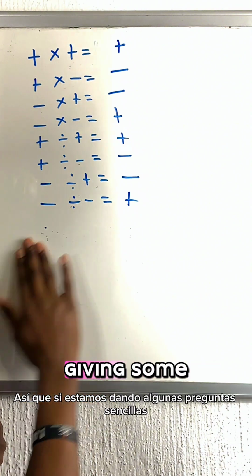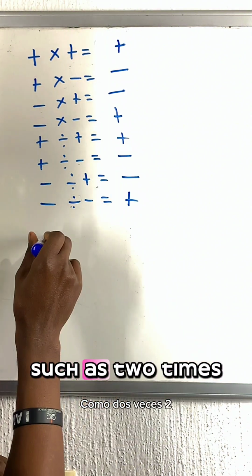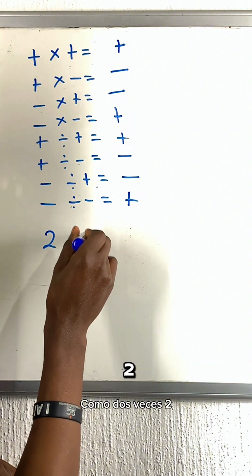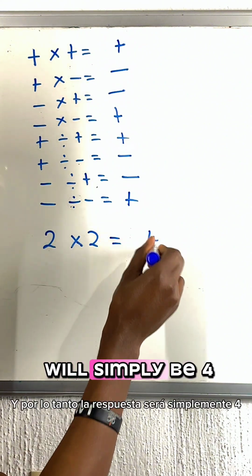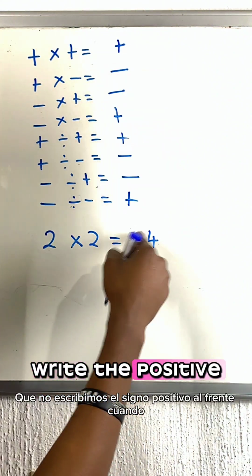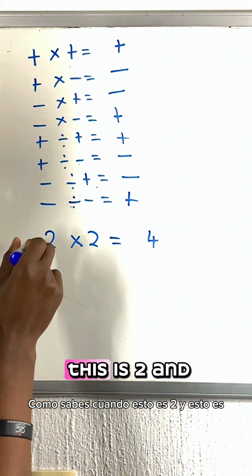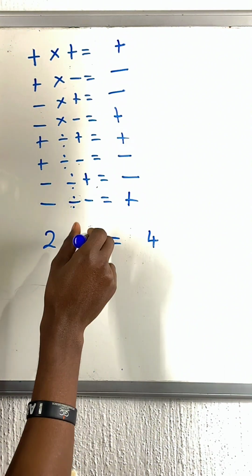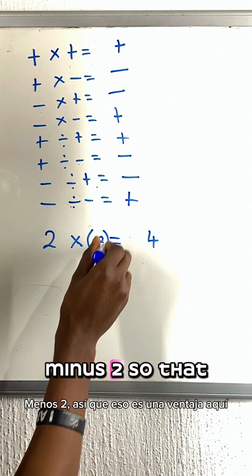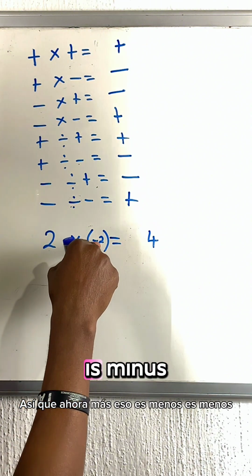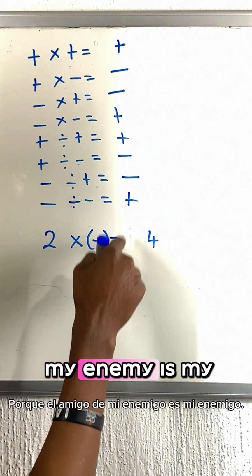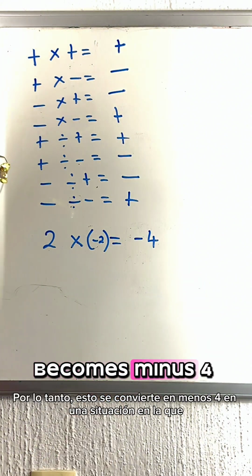So if we are given some simple questions such as 2 times 2, we know that when there is no sign in front of them, they are plus. And therefore, the answer will simply be 4. Remember that we don't write the positive sign in front. But in a scenario where this is 2 and this is minus 2, you know there is a plus in front here. So now plus times minus is minus, because the friend of my enemy is my enemy. Therefore, this becomes minus 4.